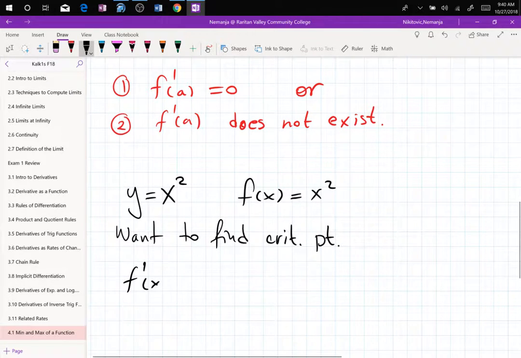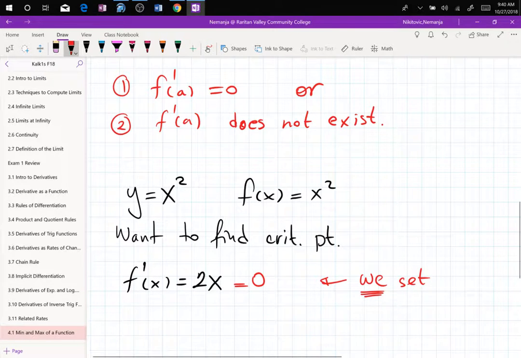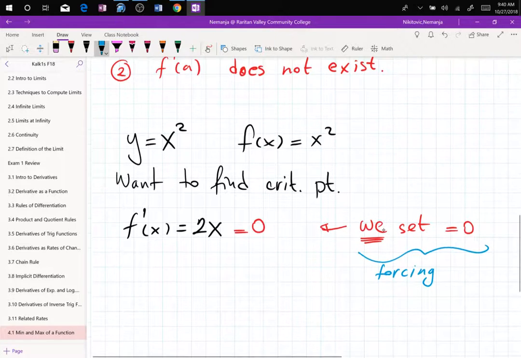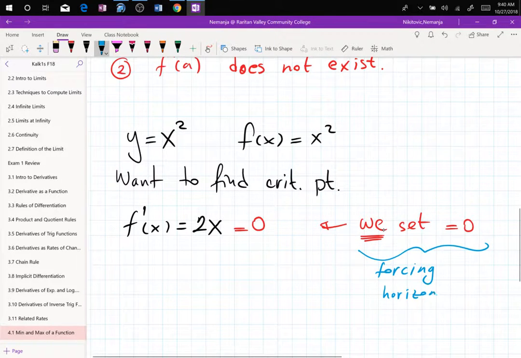So what do I do? Well, I take the derivative, which is 2x, and I set this equal to 0. See, I am forcing that horizontal tangency. So here we set it equal to 0 because we want to force horizontal tangency.